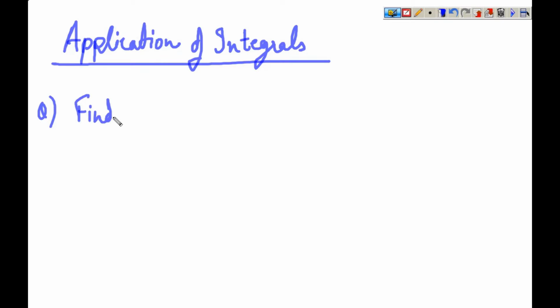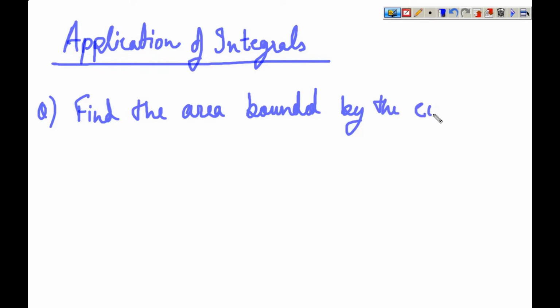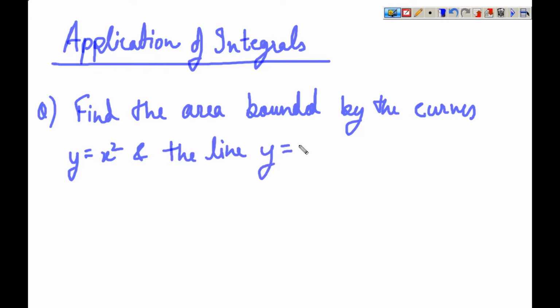I'll just write down the question. Find the area bounded by the curves y equals x square and the line y equals 4. So here, if we draw the graph of this function, it looks something like this.